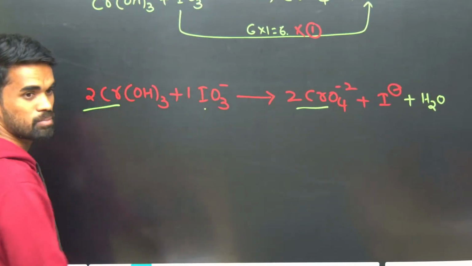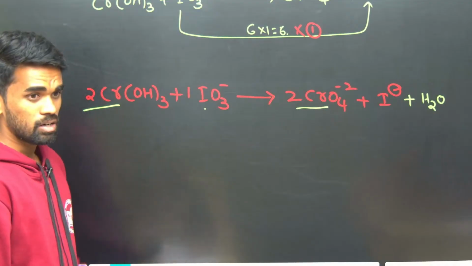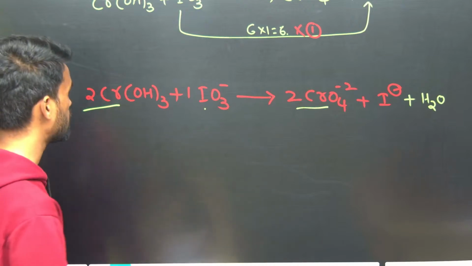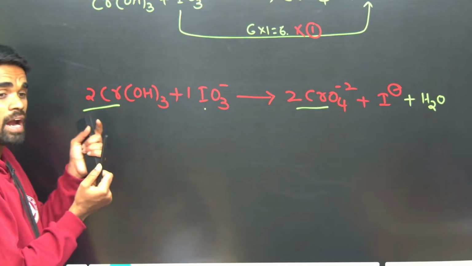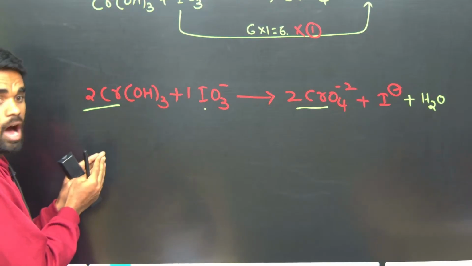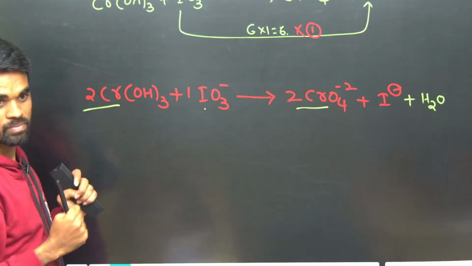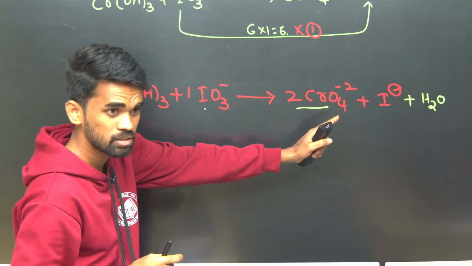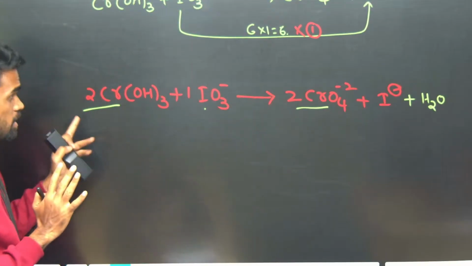This is basic medium now. In which medium am I saying? Basic medium. So we need to balance the hydrogens. Now carefully look here. Wherever deficient in hydrogen, on that side you add H2O, and on the opposite side add OH minus with an equal number. What you balanced up till here, the water molecules you added to balance oxygen atoms. Oxygen atoms are balanced now.